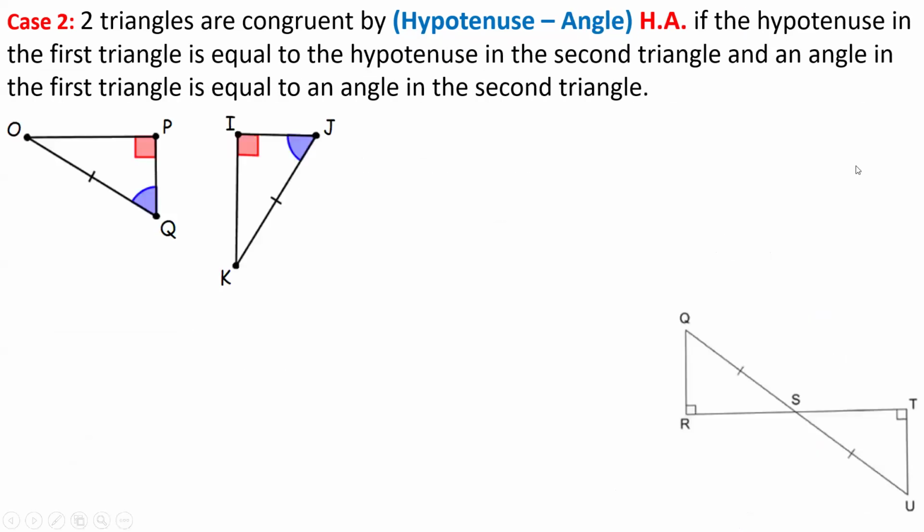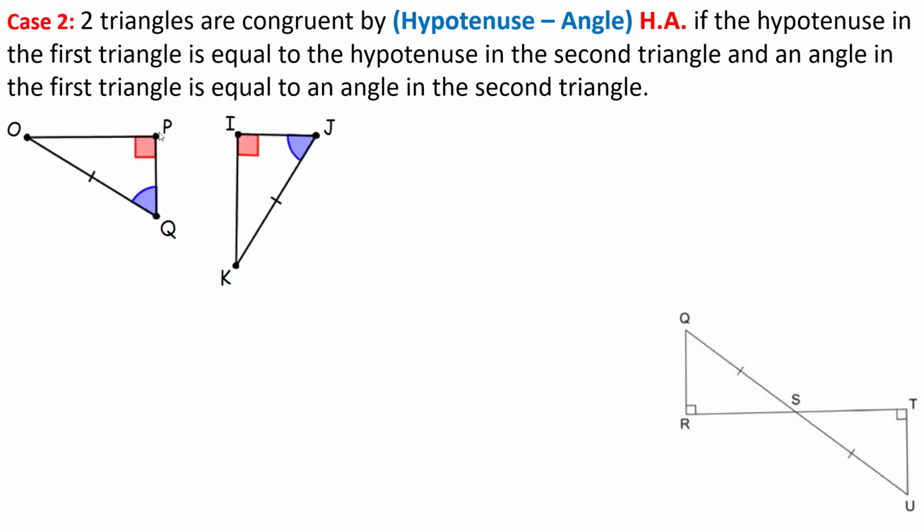Now, the second case of congruency in right triangles is called the hypotenuse angle, or the HA. So two triangles are congruent by hypotenuse angle, or HA, if the hypotenuse in the first triangle is equal to the hypotenuse in the second triangle, and an acute angle in the first triangle is equal to an acute angle in the second triangle. As you can see, triangle OPQ is right at P. Triangle KIJ is right at I.